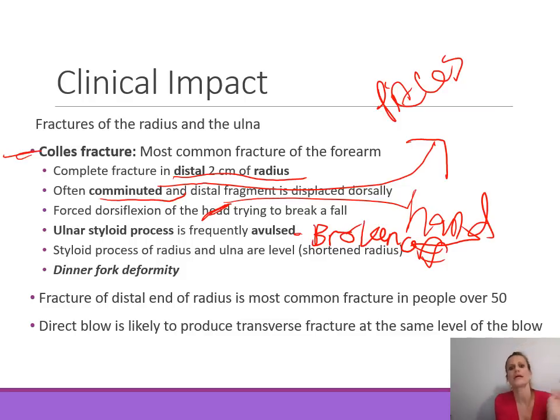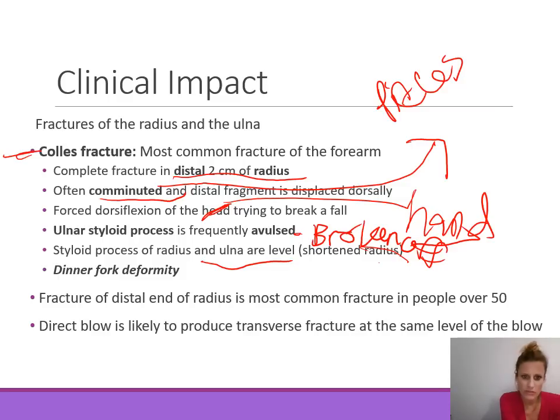When we look at the styloid process of the radius and the ulna, typically in a healthy forearm, the radial styloid process extends more distally. So the radial styloid process goes down a little bit further than the ulnar styloid process. When there's a Colles fracture of the radius, however, we see that the styloid processes of the radius and ulna are level. So because of the fracture, the radius has been shortened a little bit, and it's now at the same level as the ulnar styloid process.